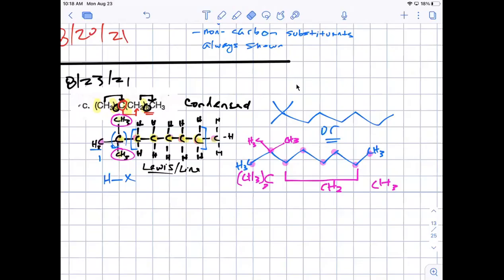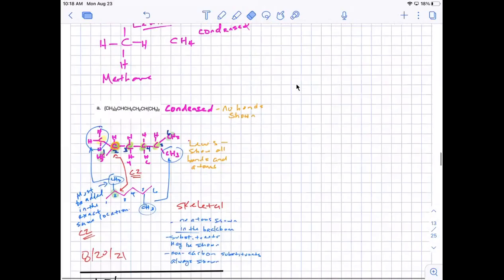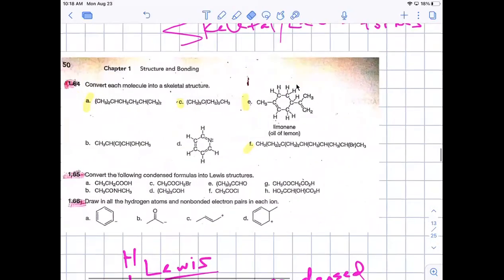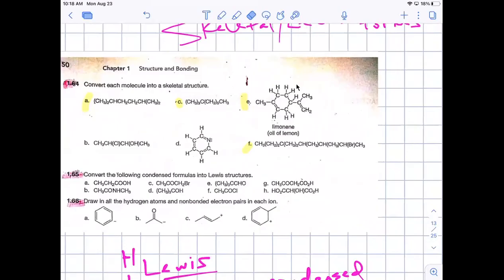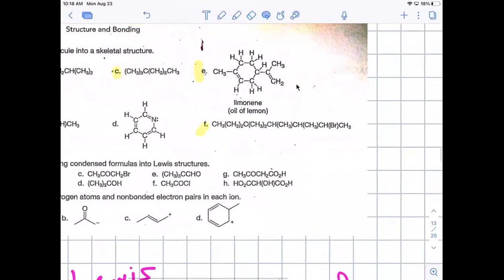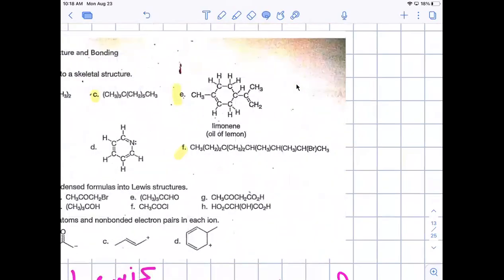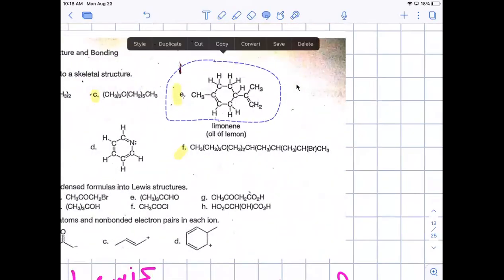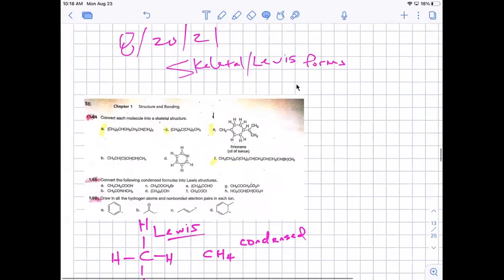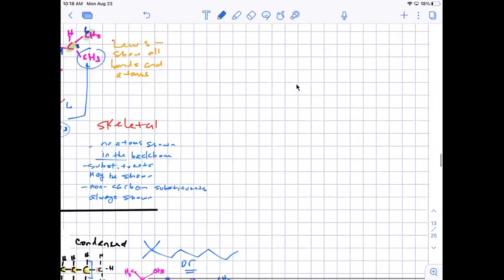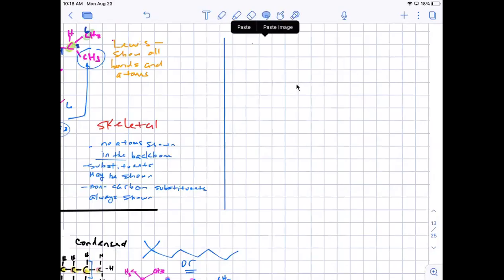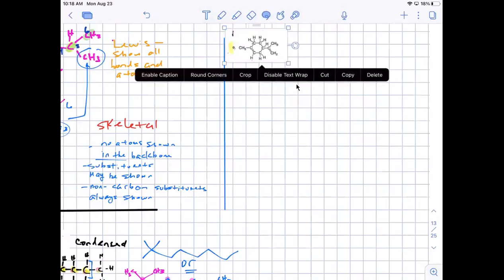All right, let's do another one. Which one do y'all want to do? You pick. We're going to do both E and F. Which one do you want to do? E. All right, let's do that. Let me just copy it. Let me see where I can put that. I'm going to just put it on. All right, can y'all see that?